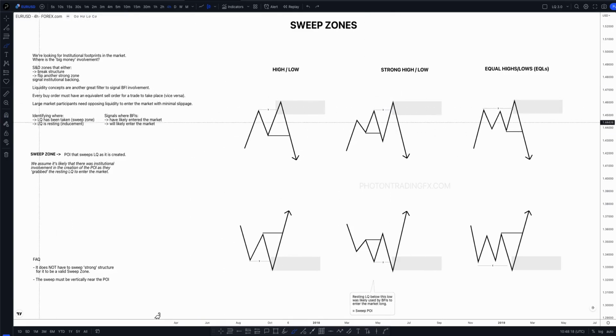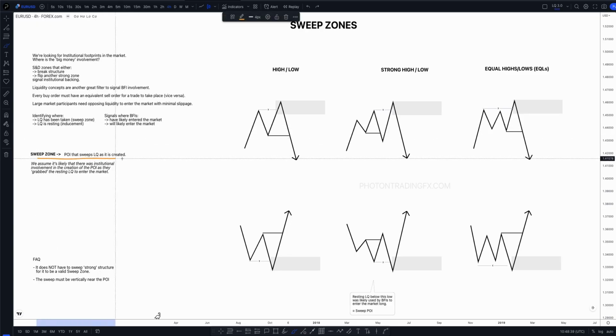So essentially, identifying where liquidity has been taken in the creation of a sweep zone signals where they have likely entered the market, and where liquidity is resting, liquidity that hasn't yet been tapped into behind here, signals where they will likely potentially enter the market in the future. We'll talk about this later, but that's the concept of inducement, okay?